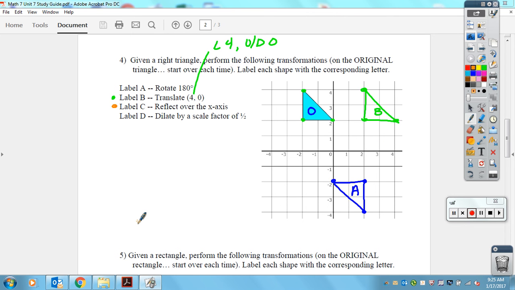C. Says to reflect over the x-axis. So I'm going through the x-axis. This is my x-axis. I'm going through the x-axis. Don't think, oh, the x goes left and right. And no, we're going through the x-axis.